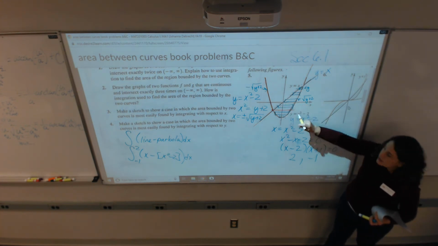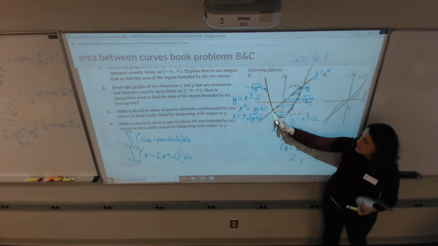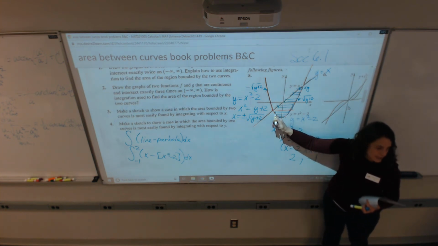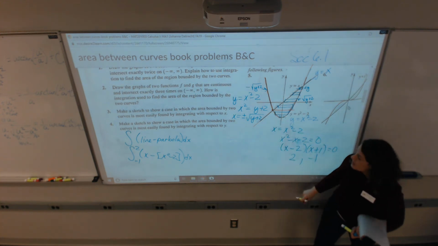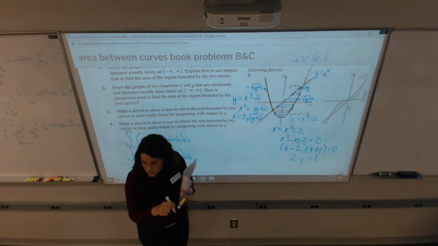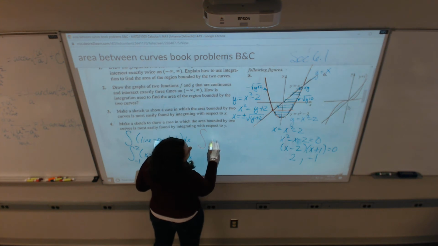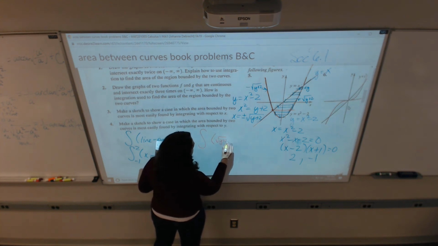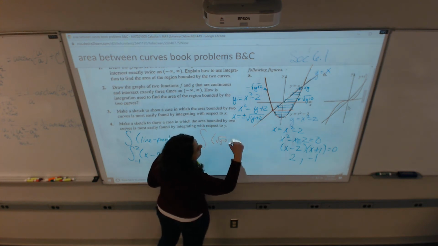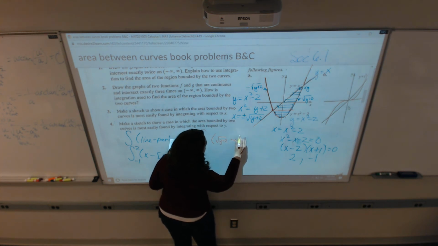You go into the parabola. Right side of the parabola? Uh-oh, that's not the line. What is that? It's the left side of the parabola. So if I wanted to do it with respect to y, which I would not because it's hard, I would need to do, let's see, the right side of the parabola, y plus 2, minus the line. Solving for x just gives me y dy.